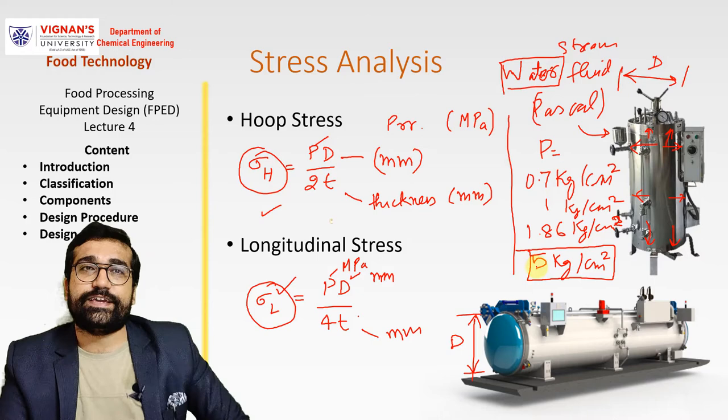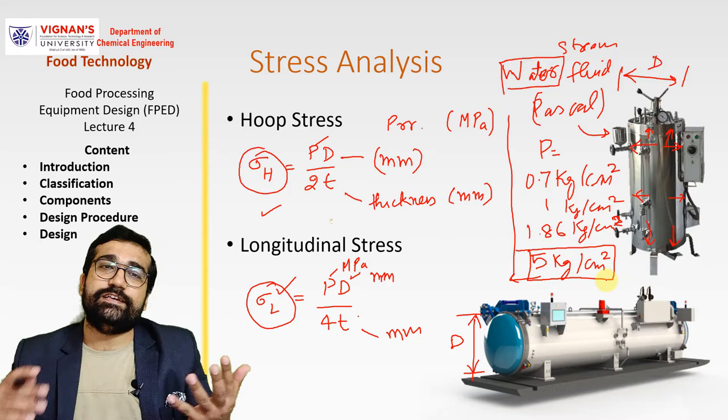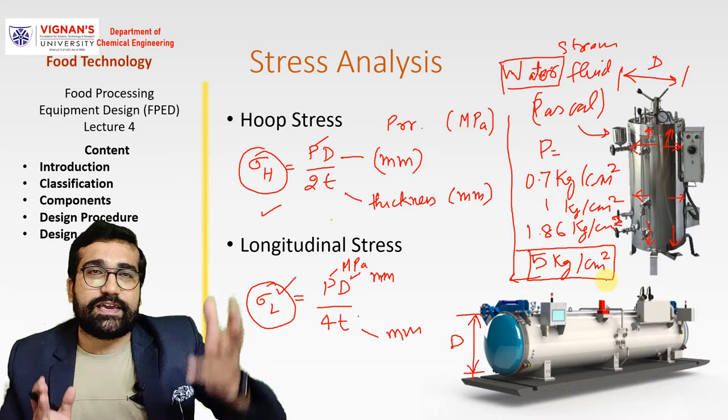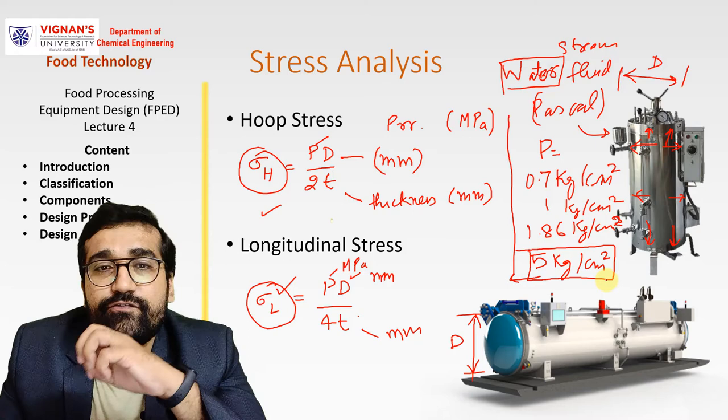If the design pressure is not given, then we assume it is 5 kg per centimeter square. Including all the safety measures, the maximum pressure we design is 5 kg per centimeter square. Whereas in packaging sections where we are forcing air inside, the maximum pressure goes up to 20 kg per centimeter square. Whereas in case of autoclaves, we design for 5 to 10 kg of pressure.